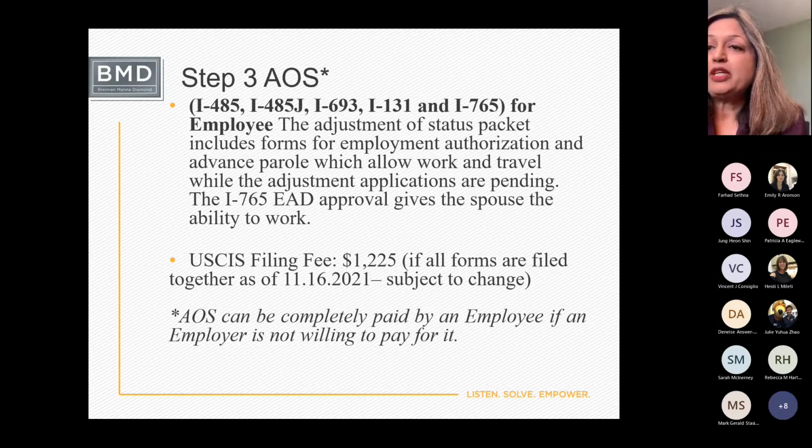I typically recommend we do that because if I file for that and the I-131, which is advanced parole, if you need to travel out of the country and come back, I tend to file all of these forms together. And the good news is you do not have to pay a separate fee. If you file them together with the I-485, then you just pay one fee. The filing fee with the USCIS is $1225 if all these forms are filed together, but it could be subject to change. Step 3, adjustment of status can be paid by an employee if an employer is not willing to pay for it. Next slide, please.